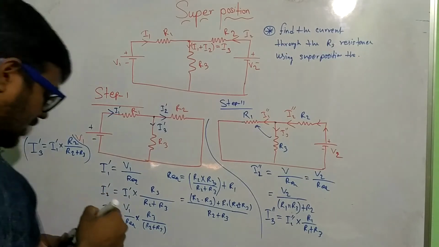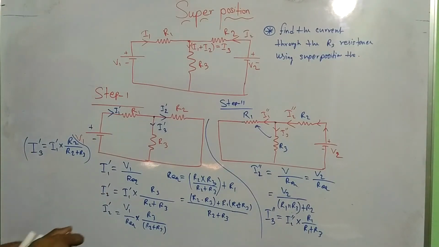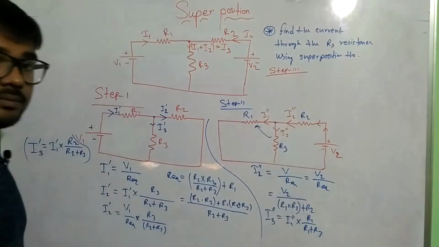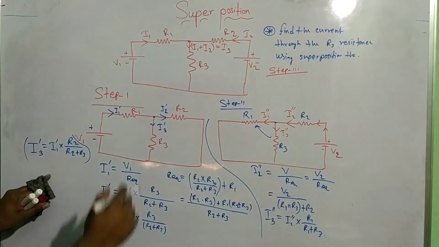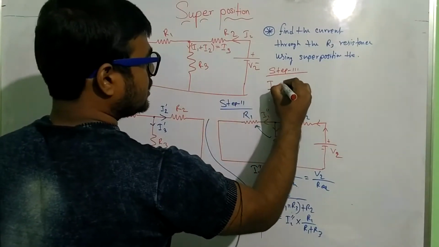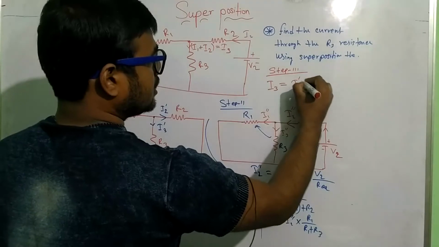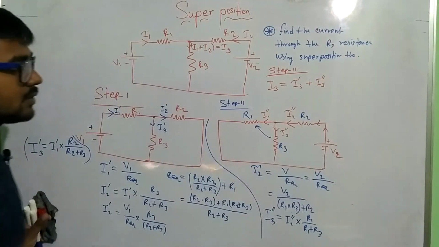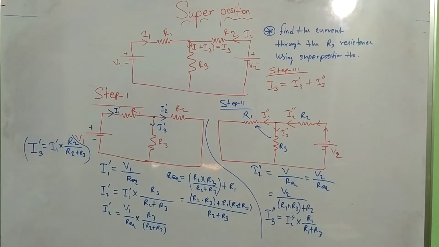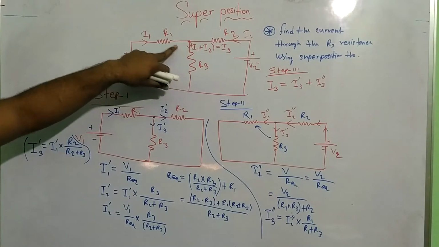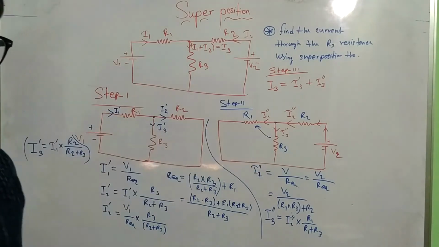At last I am doing step 3. So what is step 3? In step 3, I3 equals I3 dash plus I3 double dash. Why is there a plus sign here? Because the direction of the current in the main circuit is the same as in step 1 and the same as in step 2.